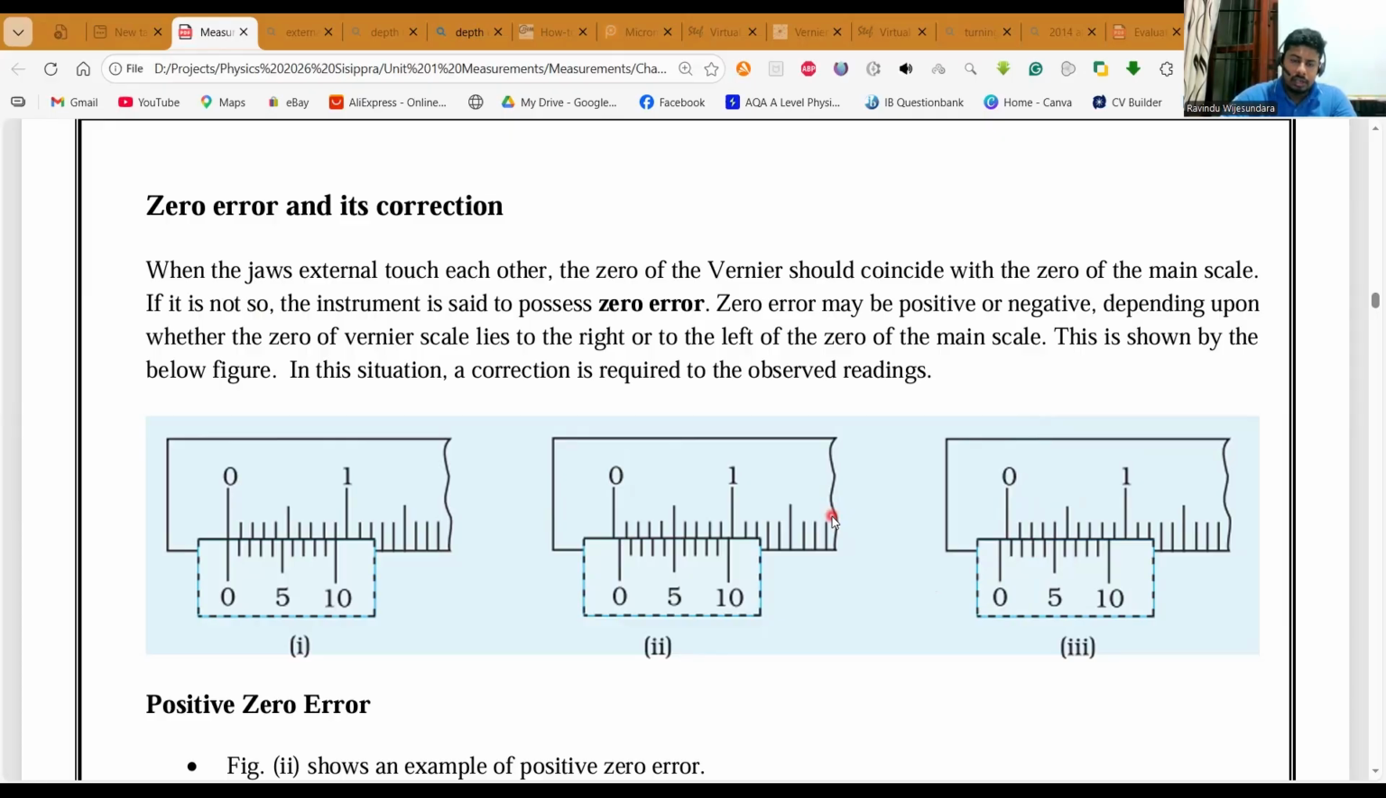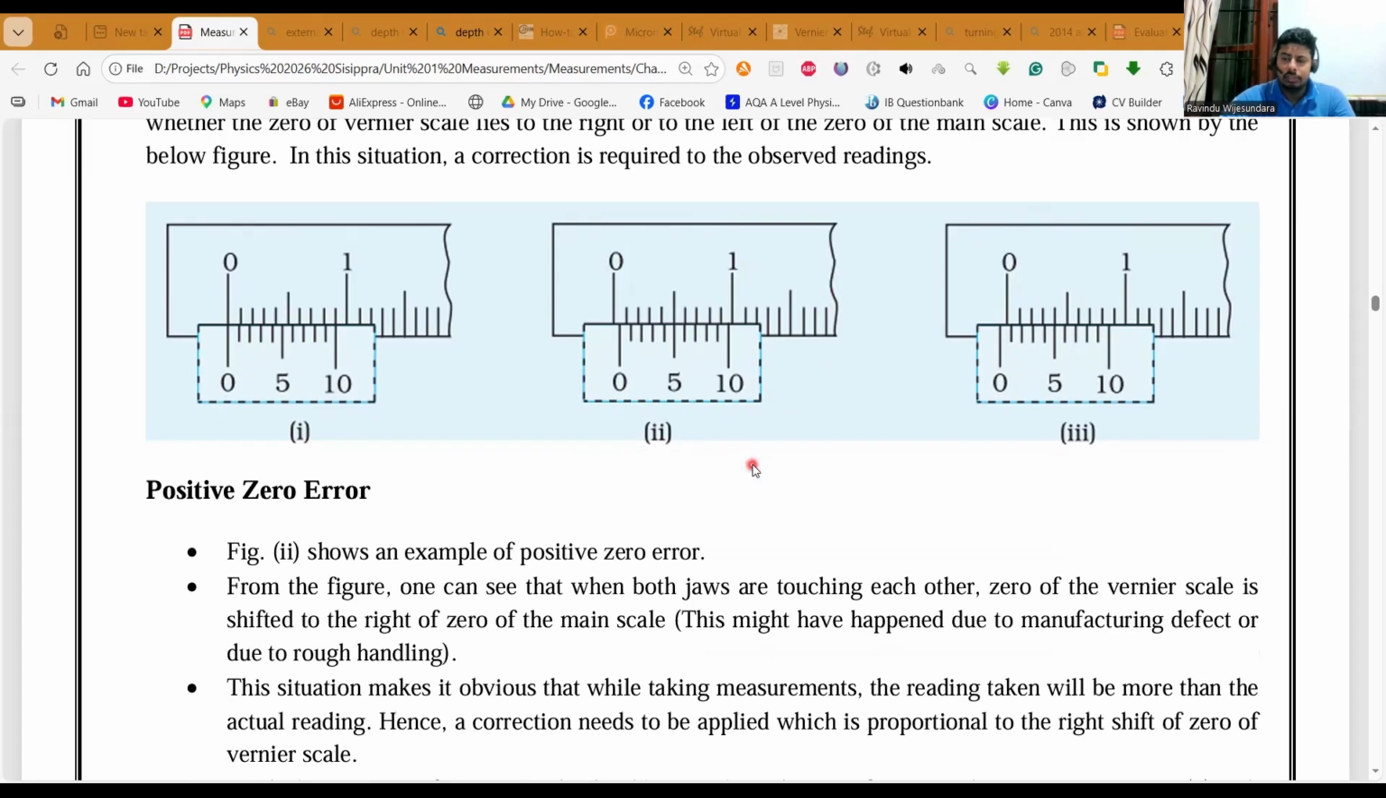So if the error is positive, you have to reduce that. If your error is negative, you have to add that to the final reading. So that is about the systematic errors or the zero errors.